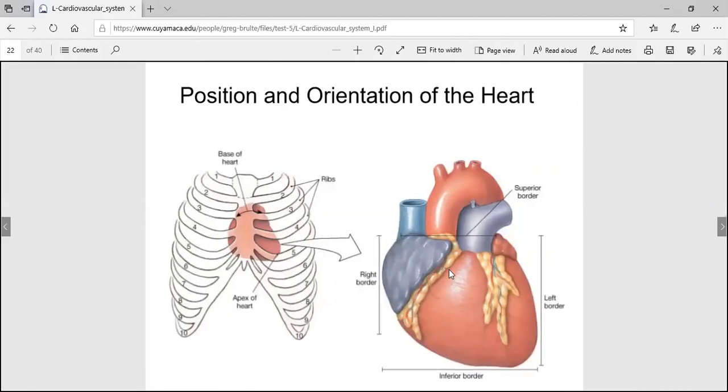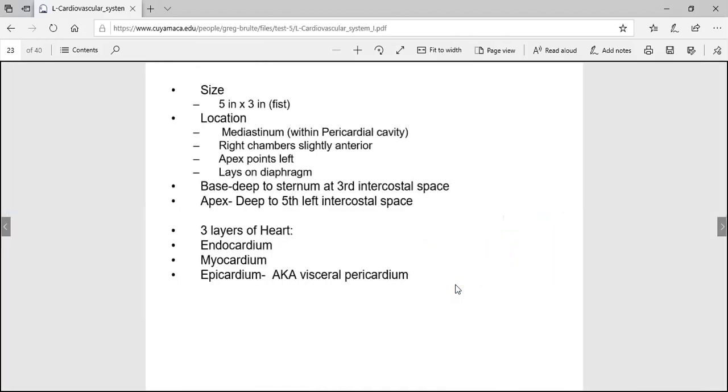So this is the heart. You're looking at the front of it. There's a big old aorta. There's a superior vena cava vein that's bringing blood in. And we'll go into that a little more in depth in a little bit.